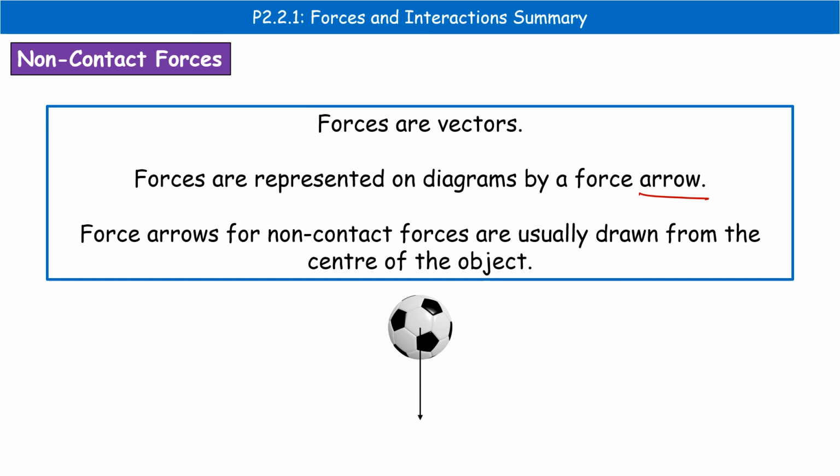So when you're drawing it, if we've got our football, you wouldn't just draw a line. That tells us nothing because it could be acting either up or down. We must include the arrowhead to show the direction it is acting in. So do make sure that you include the arrowheads when drawing any forces on a diagram.